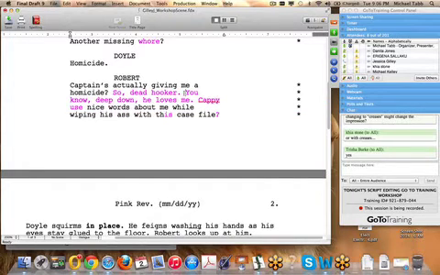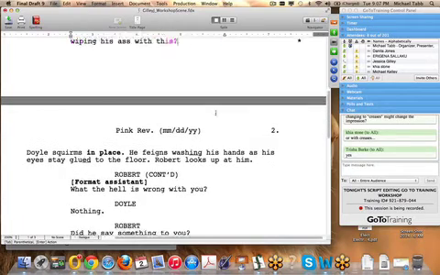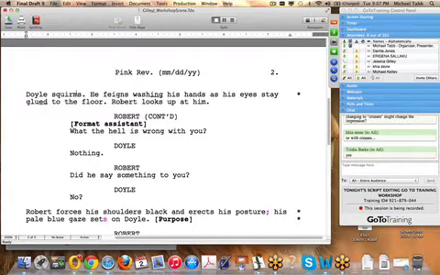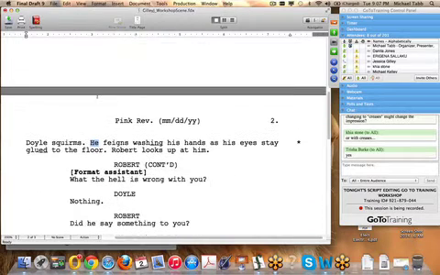So, dead hooker. You know, deep down, I don't know if you want "he loves me." I don't know if you want that. I think that would work. Cappy used nice words about me while wiping his ass with this. You don't need "case file" because I think we know what it is. Okay. You just handed him a file. Doyle squirms. I don't think you need "in place." Now you say Doyle squirms, and then you say he feigns washing his hands. So Doyle feigns washing his hands, right? Mm-hmm. Okay.